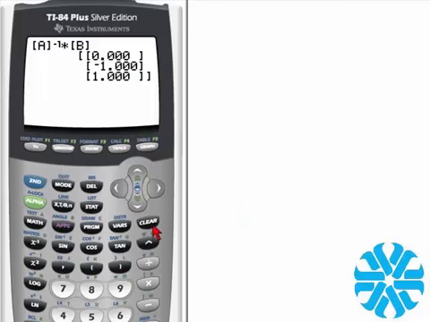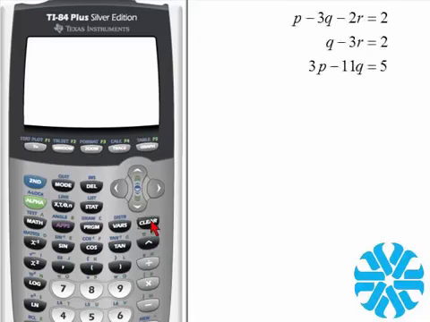So let's clear the screen. For example number 2, we would like to use a matrix equation to solve the following system of equations. p subtract 3q subtract 2r equals 2, q minus 3r equals 2, 3p minus 11q equals 5. So once again, let's go ahead and input this information into our matrices.